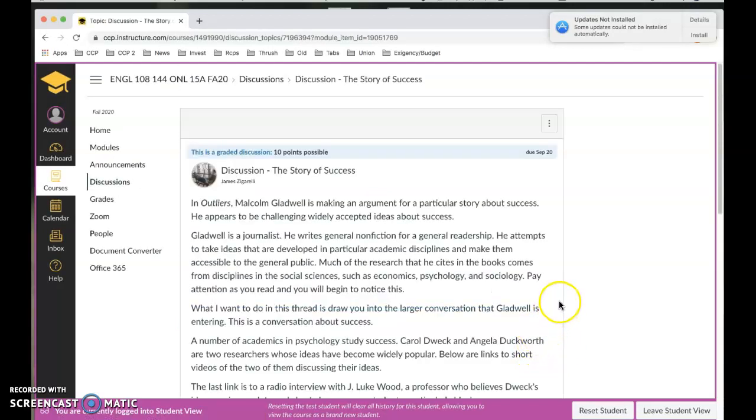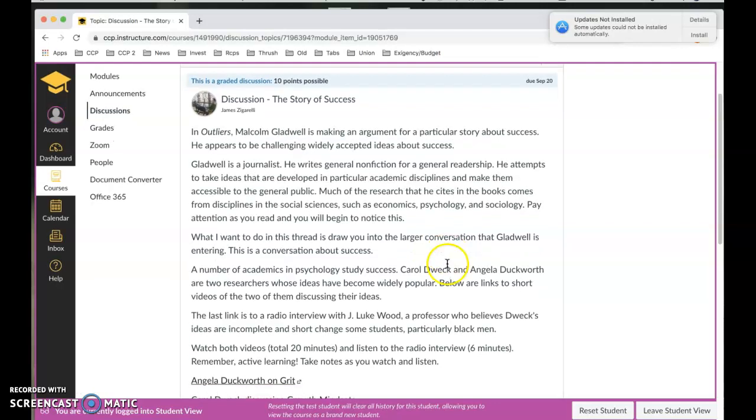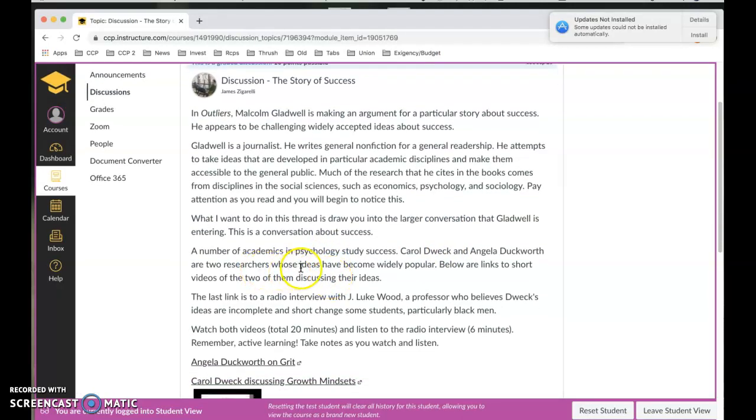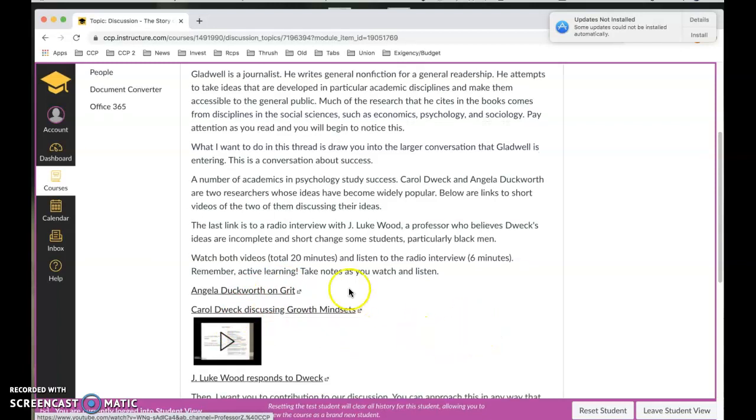And then the last thing before the post-test in English 108 is another discussion thread. And here I'm asking you to enter the conversation about success that Gladwell is entering, right? So a number of academics in psychology study success, right? Gladwell is a journalist. He's kind of reporting on it. There are people like Carol Dweck and Angela Duckworth who have become very popular for their ideas about grit and growth mindsets.